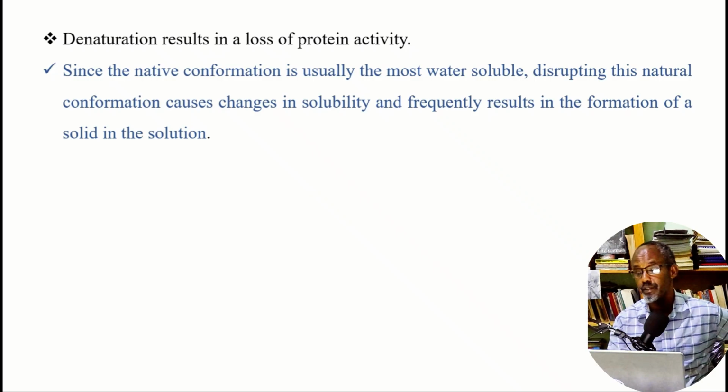Remember, the native conformation is usually the most water soluble, the native, the natural, the normal structure is water soluble. Disrupting this natural conformation causes changes in solubility and frequently results in the formation of a solid in the solution. It solidifies. What will happen if you boil an egg?